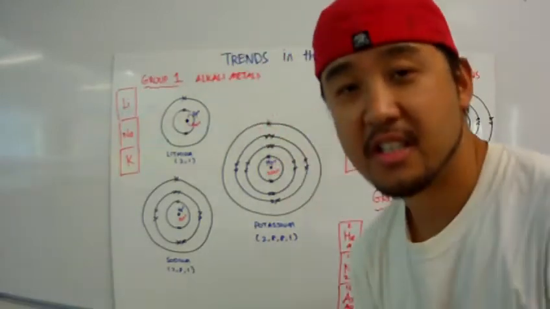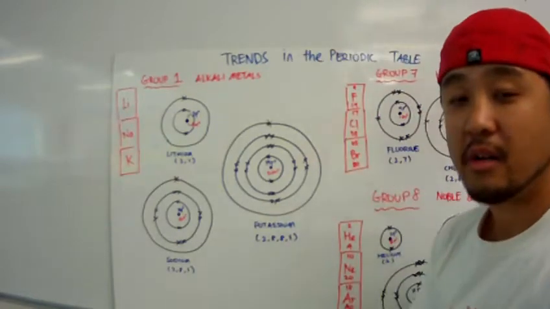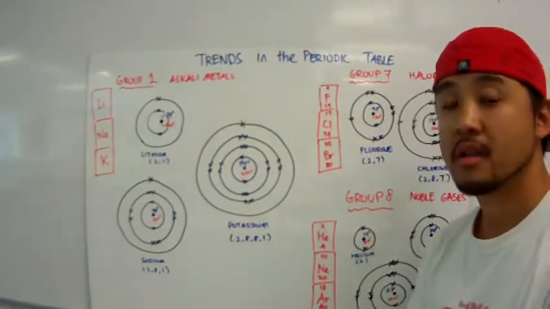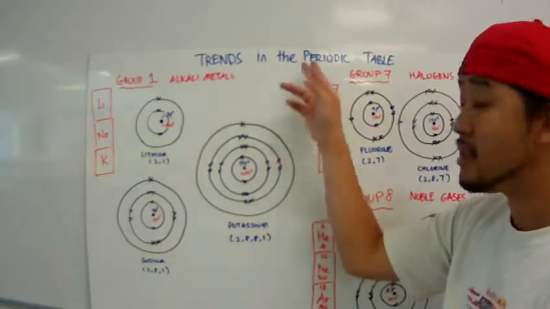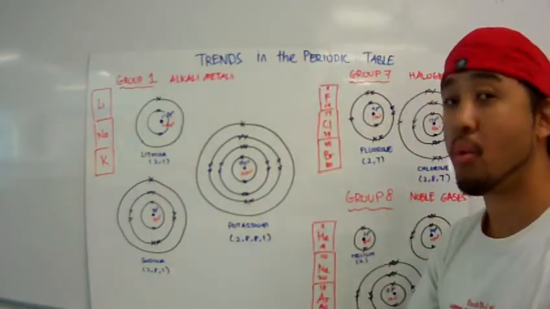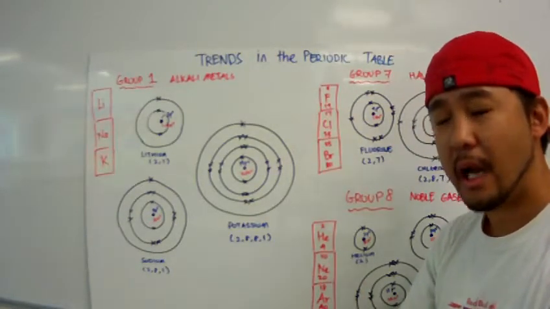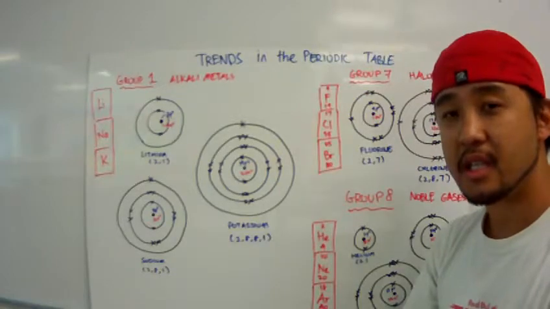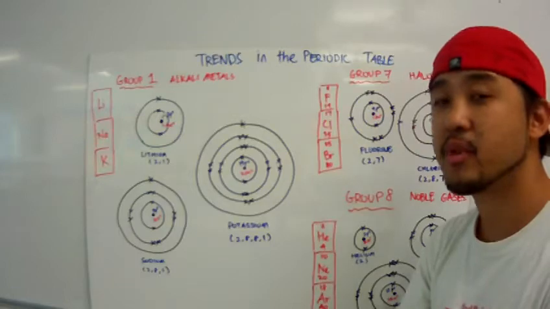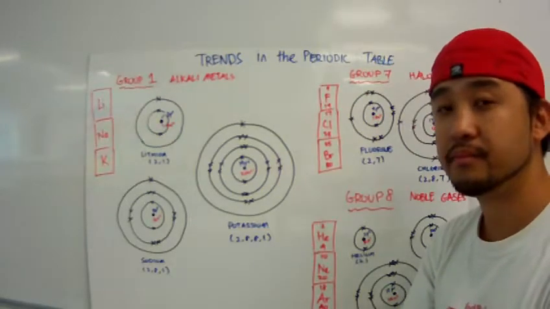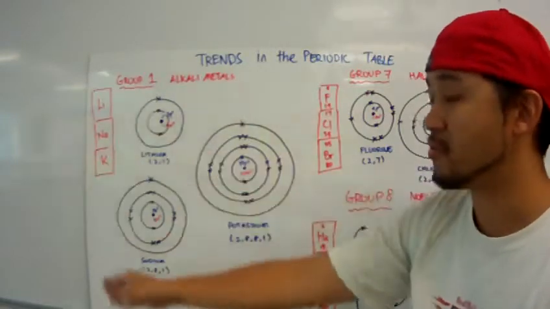Guys, this is the third lesson in Year 9, and we're continuing our lesson on the atom. Now we're going to talk about trends in the periodic table. Why are trends important? Trends are important because they allow us to determine the chemical properties as well as the physical properties of elements in the periodic table as arranged in groups.